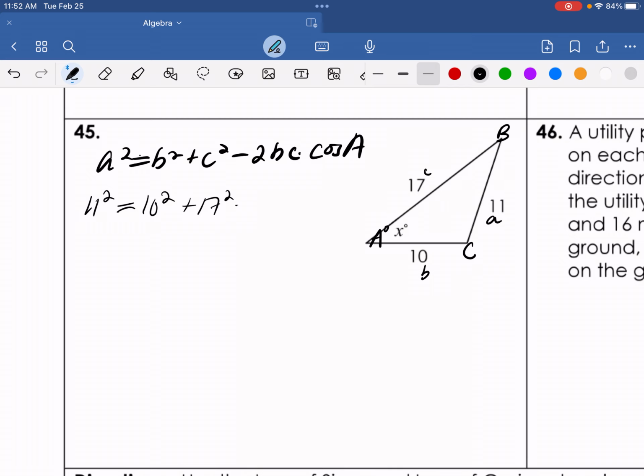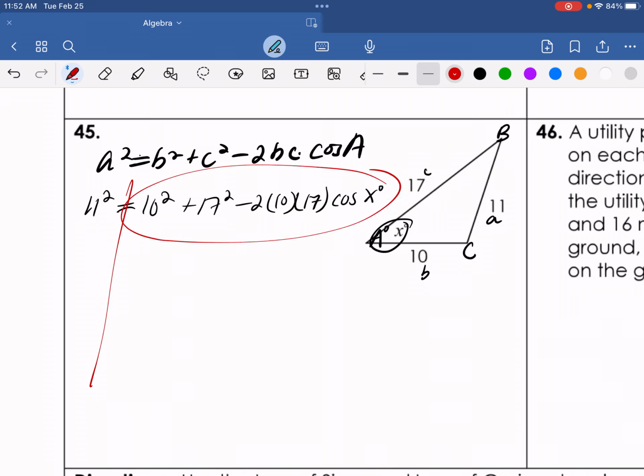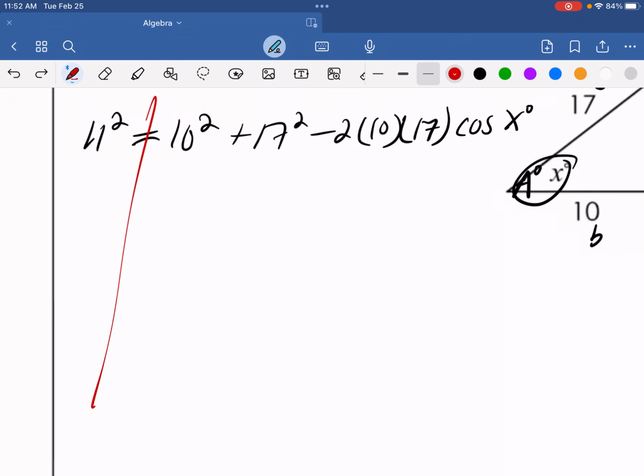Plus 17 squared minus 2, 10, 17, b and c. And then times cosine, what's capital A? Capital A is x now. Okay, on this problem, this one's different. X is over here. You cannot just put all of this in the calculator and get a number. It doesn't work because you have an x. So you're going to have to do it in parts.